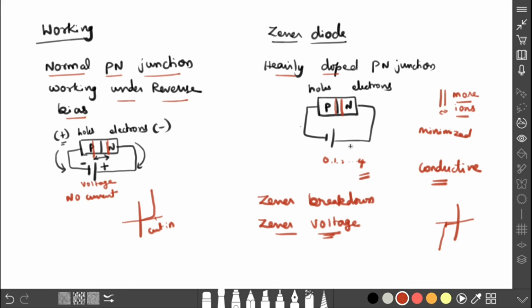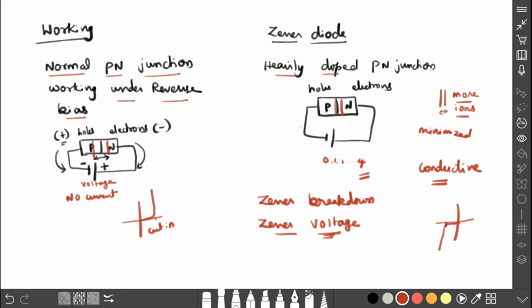Once again I will explain, listen carefully. A normal PN junction will not conduct current under reverse bias, because the depletion region will increase. If you further increase the voltage, it totally damages the PN junction. But in a Zener diode, the PN junction is heavily doped to work under reverse biasing. Due to the heavy doping, the depletion region width will be minimized. So if you increase the voltage from 0, 1, 2, 3, the leakage current will be very small.